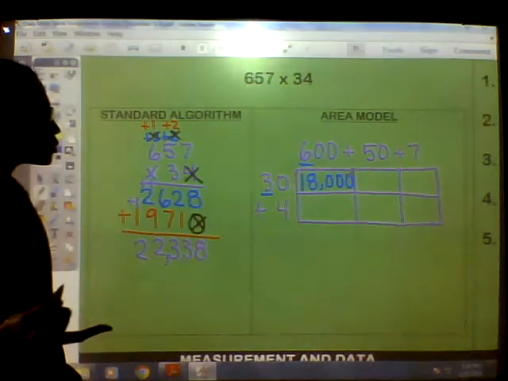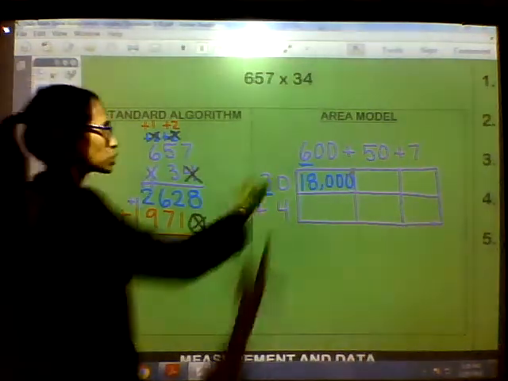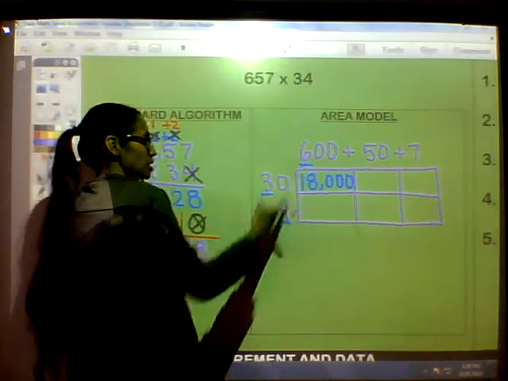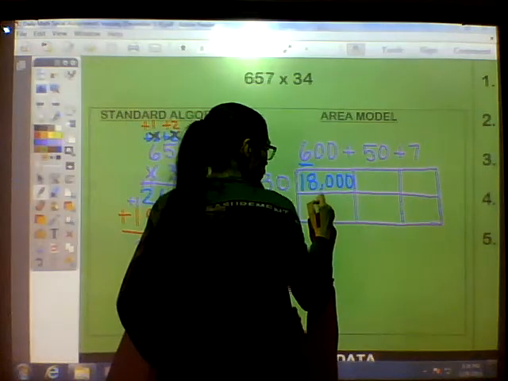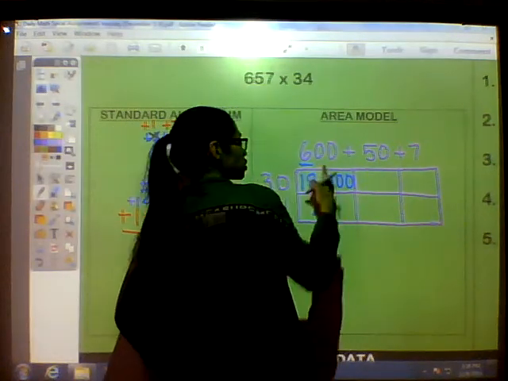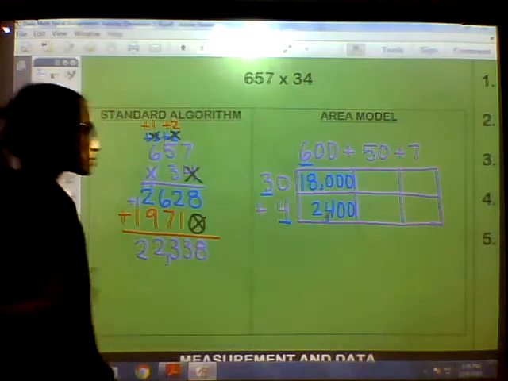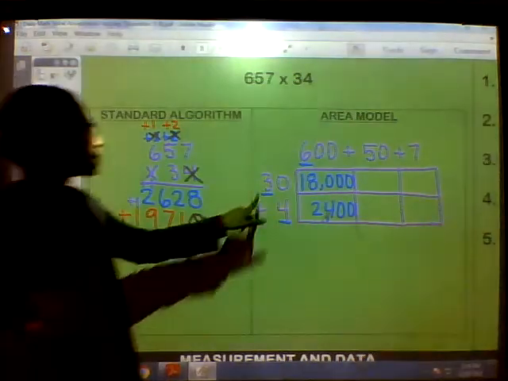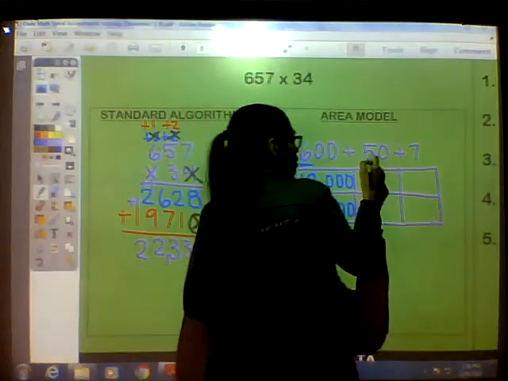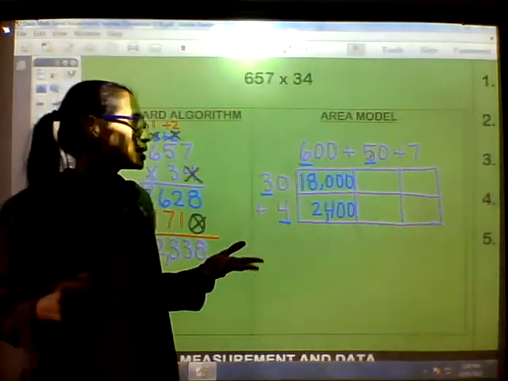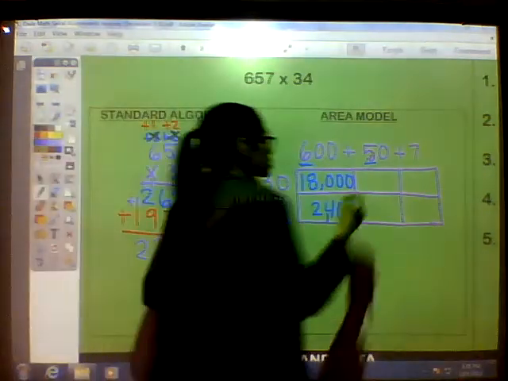The next one, which one do you want to do? We can do 600 times 4. Let's do that. 600 times 4 is like 6 times 4 is 24. And then add 2 zeros. Comma right there. The next one, 50 times 30, it's like multiplying 5 times 3, which is 15, and then add 2 zeros.